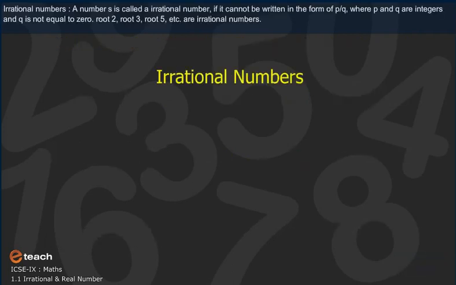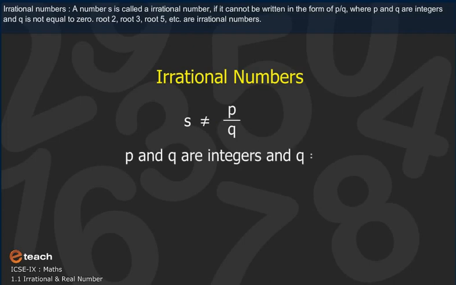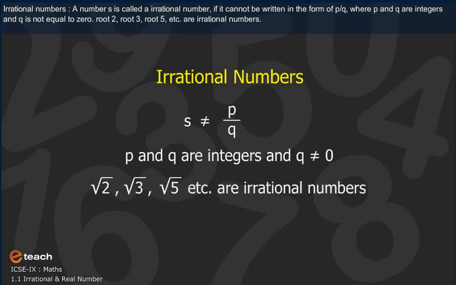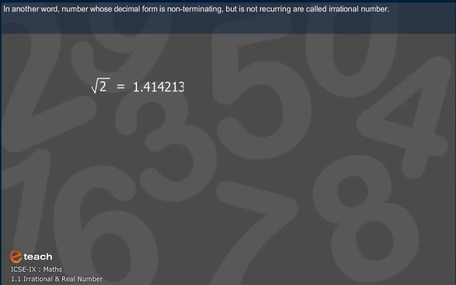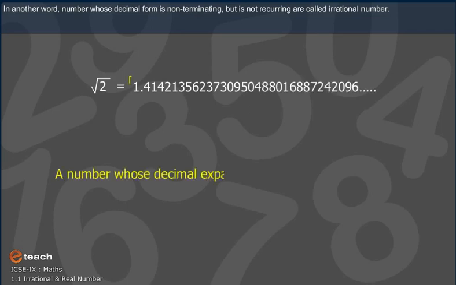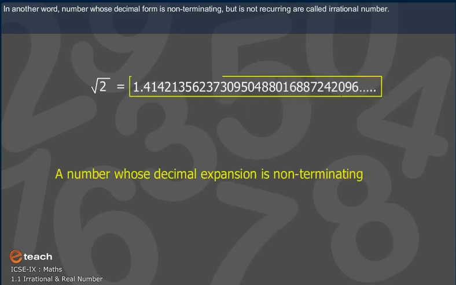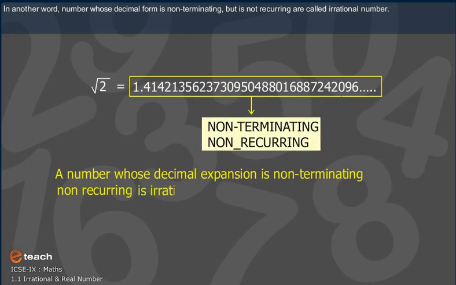Irrational numbers. A number s is called an irrational number if it cannot be written in the form of p/q, where p and q are integers and q is not equal to 0. Root 2, root 3, root 5 are irrational numbers. In other words, numbers whose decimal form is non-terminating but not recurring are called irrational numbers.